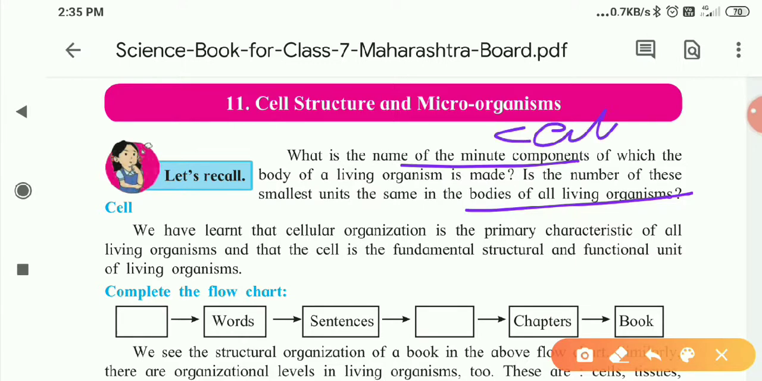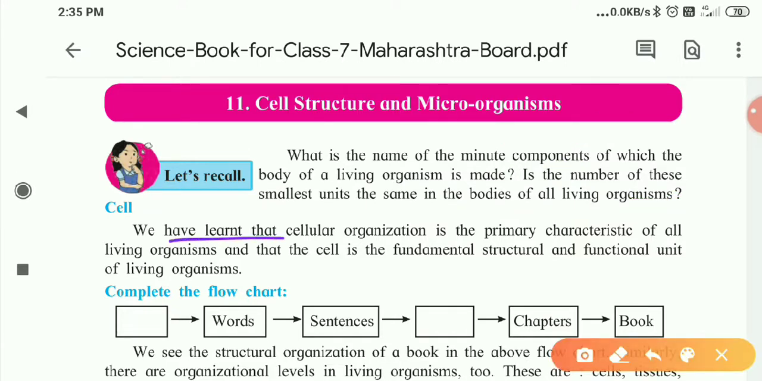Is the number of these smallest units the same in the bodies of living organisms? The answer is no. And why? Because some animals are multicellular, and some animals are unicellular organisms. So first of all we will see what a cell is.